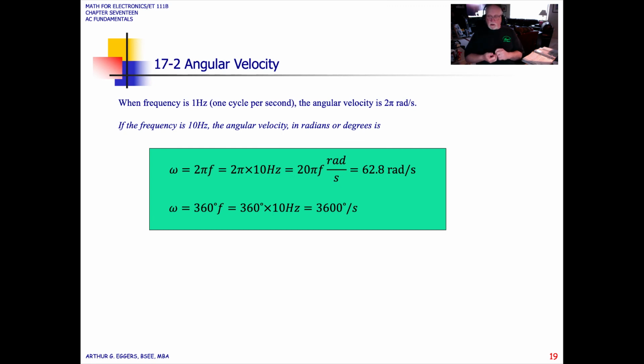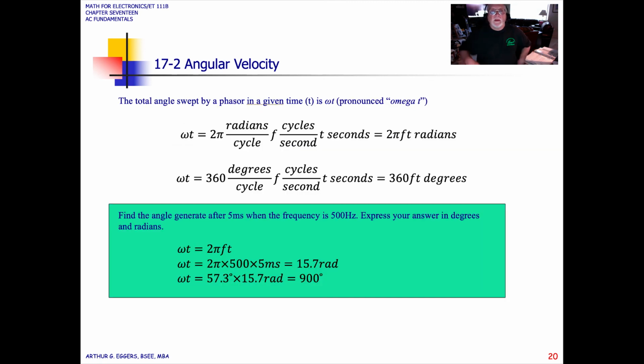Again, it just depends on what your analysis is calling for or what the problem is asking, whether you use radians or degrees. Now we add another factor to it. Since we already said omega is 2 pi times frequency, which is per second, if we add a unit of time in, we end up with the total angle swept by a phasor in a given period of time. And we call this omega t.